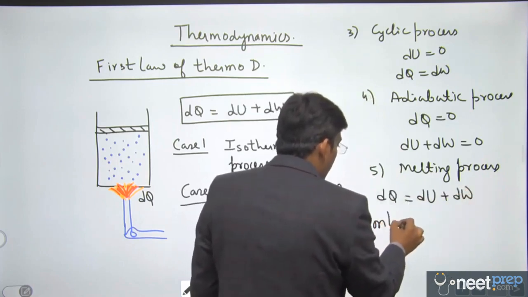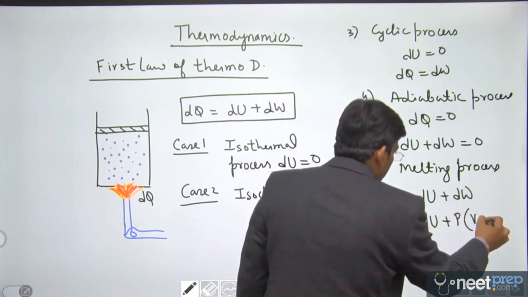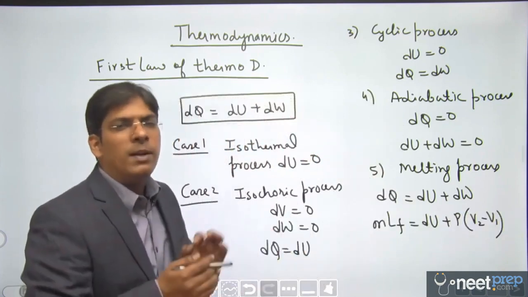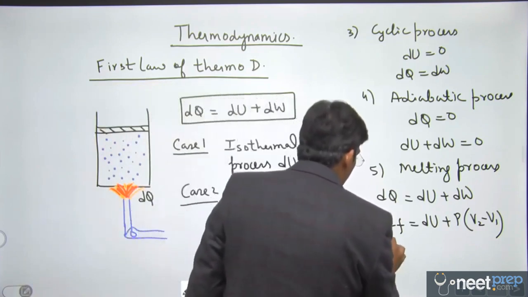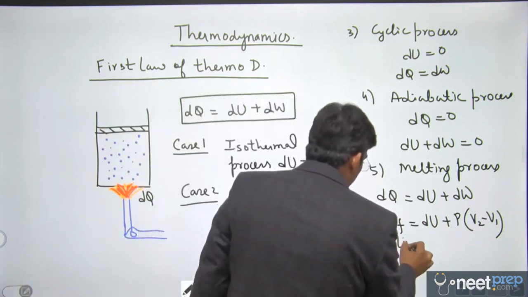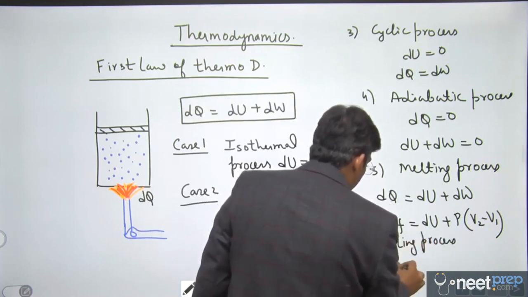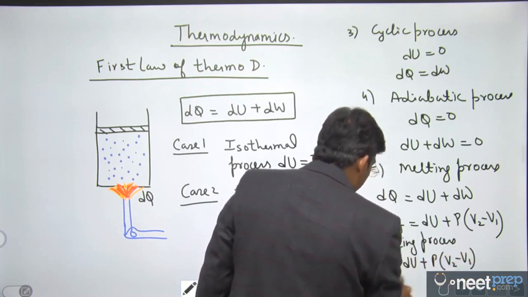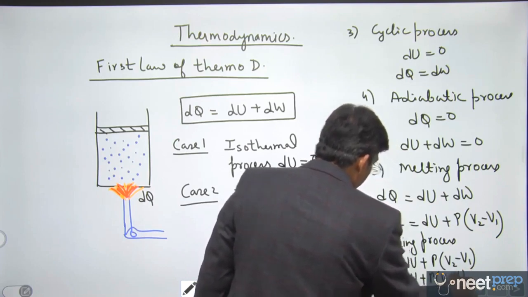dQ is mass into latent heat of fusion, change in internal energy plus pressure into the change in volume. Usually this change in volume is very small when the solid changes to liquid. There is some change in volume, but usually less, right? Lastly we have the boiling process. dQ is equal to dU plus dW, P(V2 minus V1), right? dQ is mass into latent heat of vaporization, change in internal energy plus pressure into V2 minus V1 definitely.